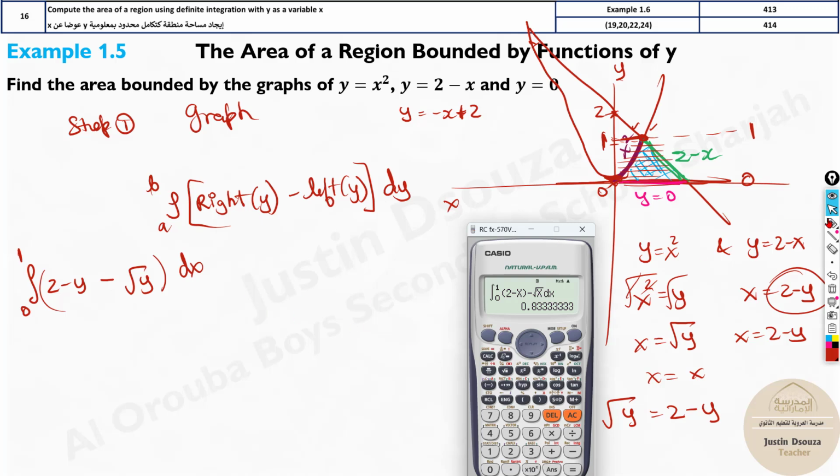That's the final answer. So that will be the area, that is 0.833 units squared. Because we don't know what exactly is the unit, just write unit to the power 2. So that would be the final answer.